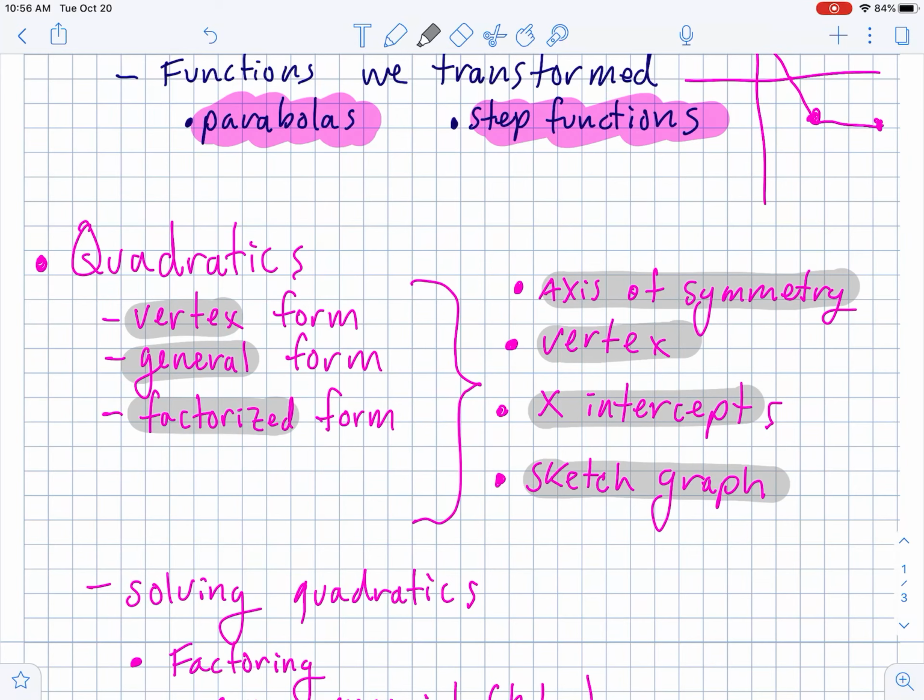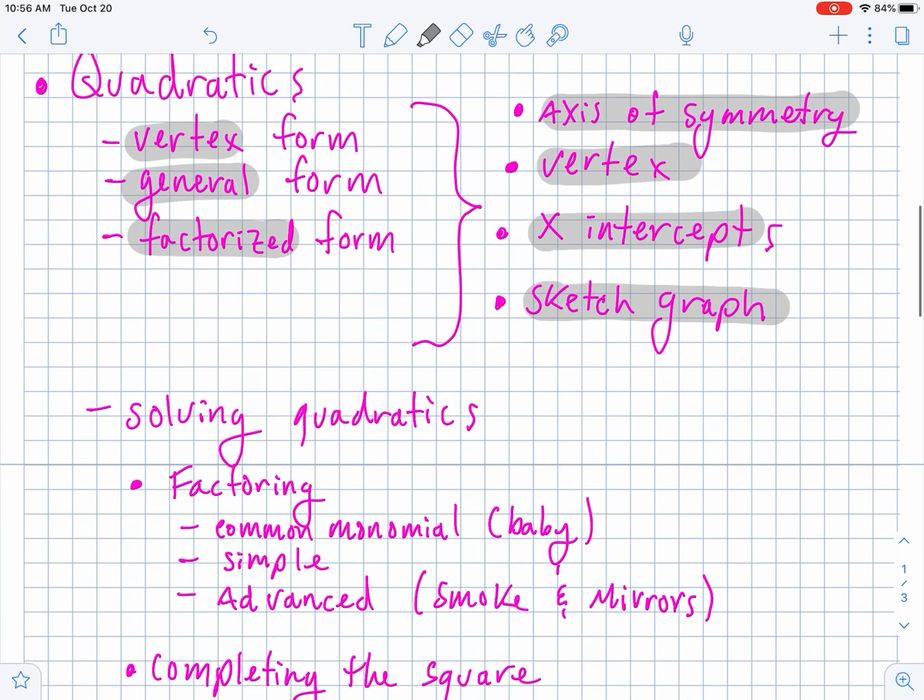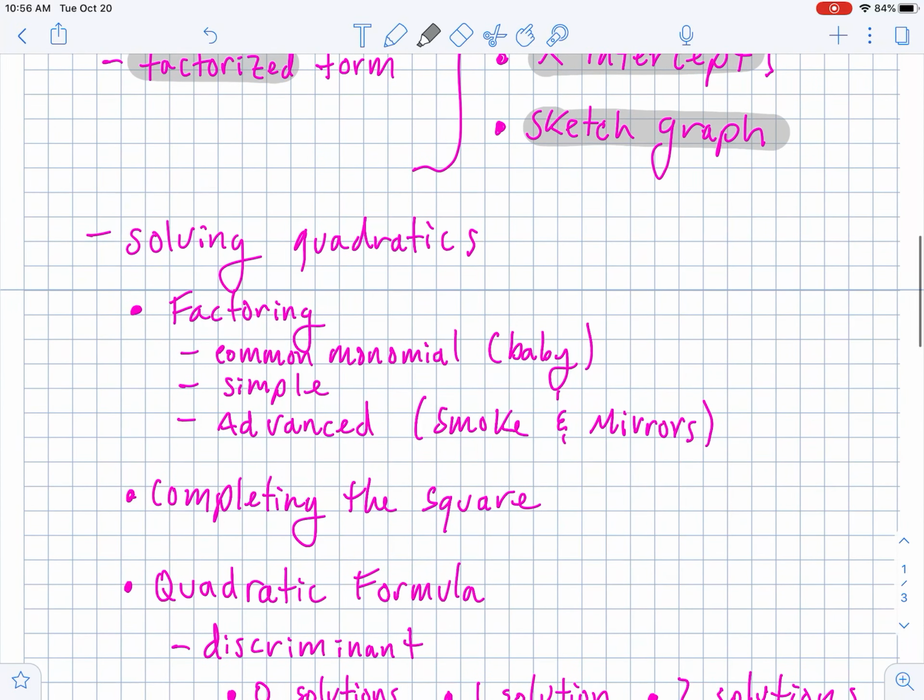Just know that if it says find the exact vertex or exact x-intercept, decimal approximations would not be okay. They wouldn't get you the full points.